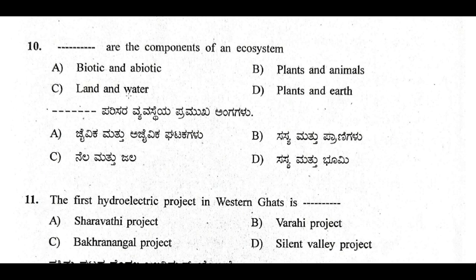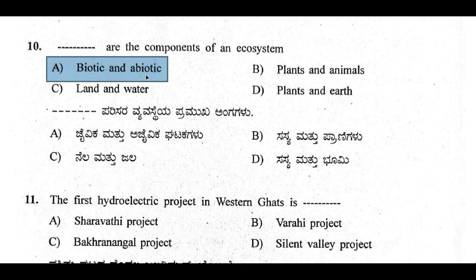Question number 10, dash are the components of an ecosystem. So we have to find out the components of ecosystem. Is it option A, biotic and abiotic, or option B, plants and animals, or option C, land and river, or option D, plants and earth? Every ecosystem has two components, namely the biotic component and the abiotic component. Biotic components refer to all the living organisms in ecology, while abiotic refers to the non-living things. So therefore, biotic and abiotic are the components of ecosystem. Option A is the right answer.